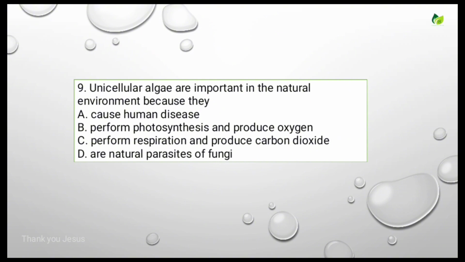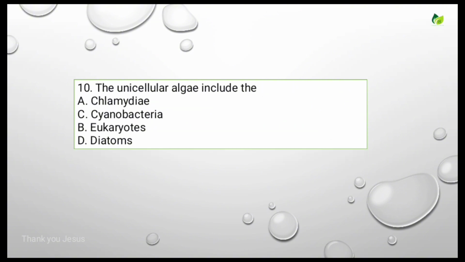Unicellular algae are important in the natural environment because they. Options are they cause human disease, perform photosynthesis and produce oxygen, perform respiration and produce carbon dioxide, are natural parasites of fungi. So unicellular algae are important in the environment because they perform photosynthesis and produce oxygen. Let's see the next question.